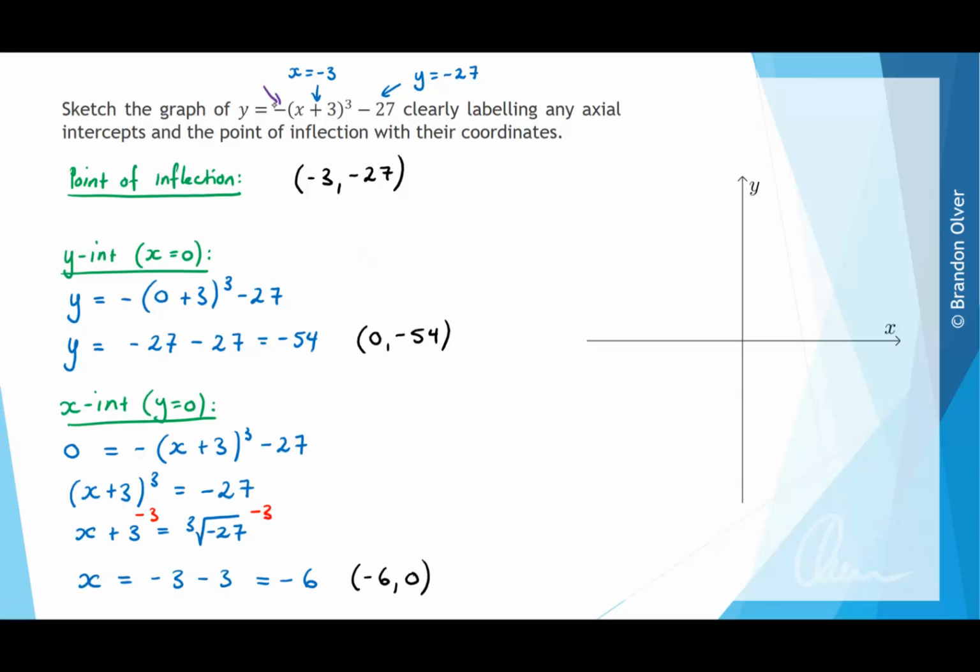And because of this negative symbol here, we know that it's going to be a negative cubic graph, and that means that the shape will be something like that. So on the actual graph, we're going to have this being the shape. And we know that the x-intercept was at (negative 6, 0). The y-intercept was at (0, negative 54). And the point of inflection here was at (negative 3, negative 27).